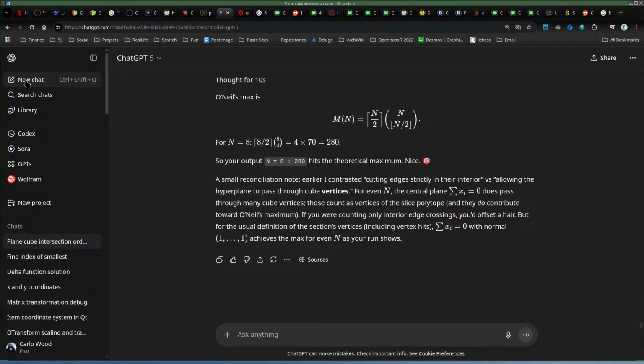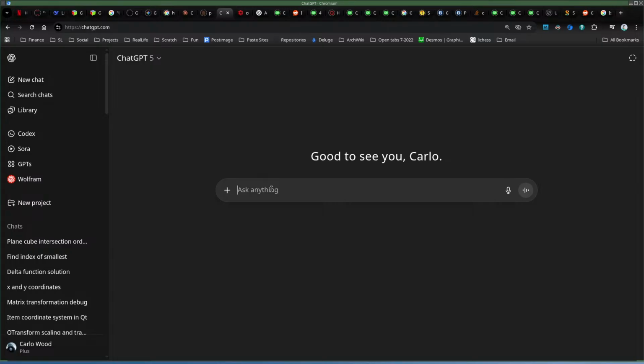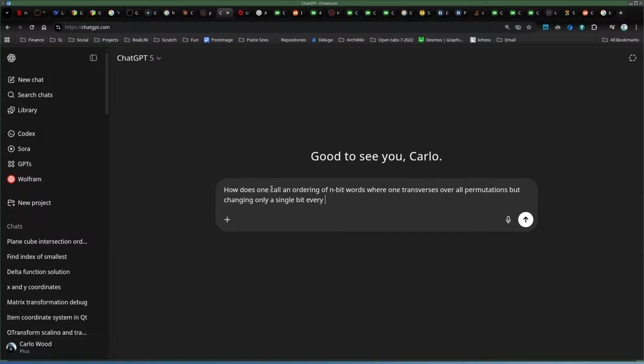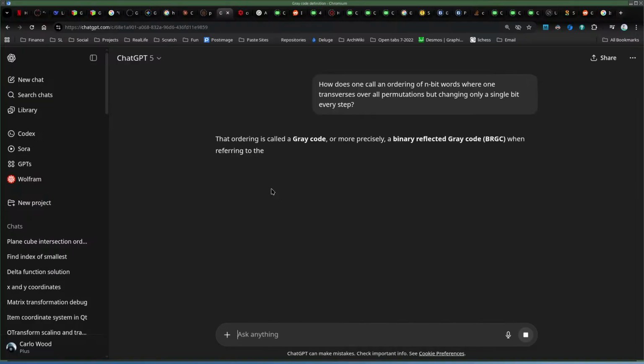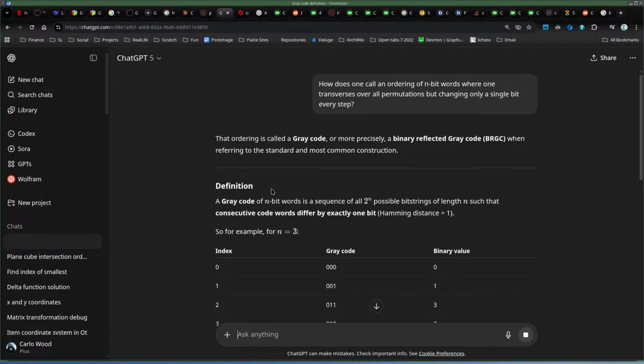Yeah, okay, whatever. Let's switch to a new chat. How does one call an ordering of n-bit words where one traverses over all permutations by changing only a single bit every step? Gray code. Oh yeah, I could not remember that.